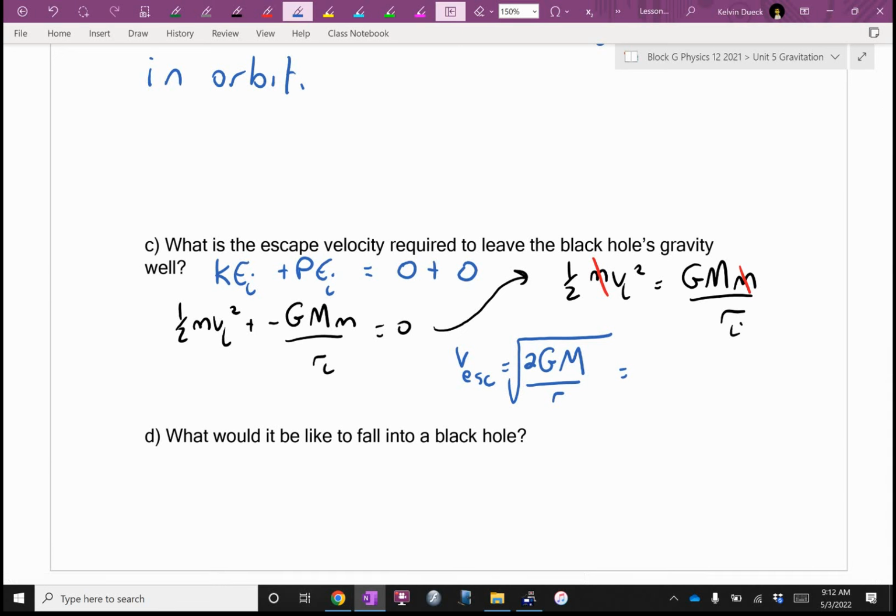What's the escape velocity? I know Earth's is 11,000 something. This is going to be bigger, I suspect, because the gravitational field strength is stronger. It's probably going to be pretty big. Yeah? 3.2. So 3.2 what times 10 to the what? 3.21 times 10 to the 6th. Is that right, folks?